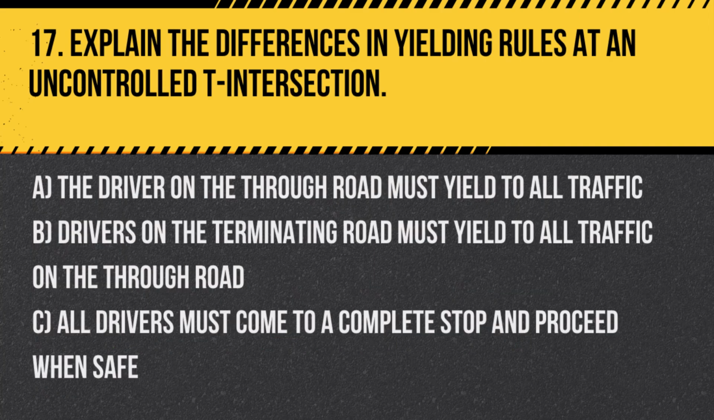Question 17. Explain the differences in yielding rules at an uncontrolled T intersection. A. The driver on the through road must yield to all traffic. B. Drivers on the terminating road must yield to all traffic on the through road. C. All drivers must come to a complete stop and proceed when safe.